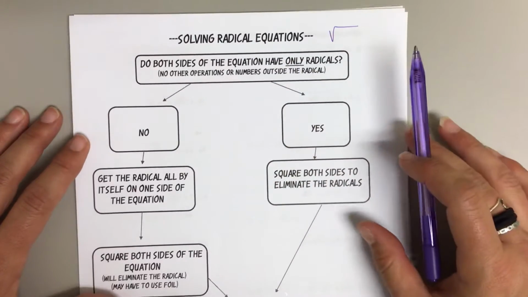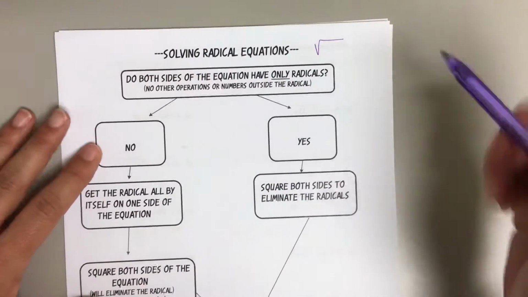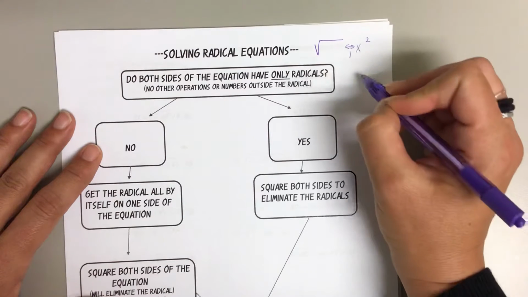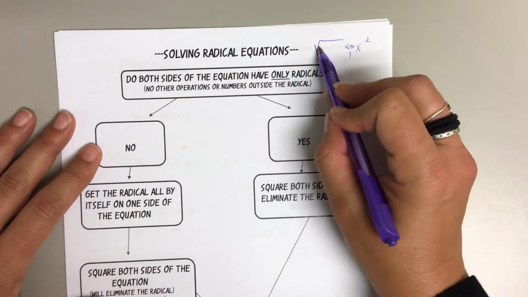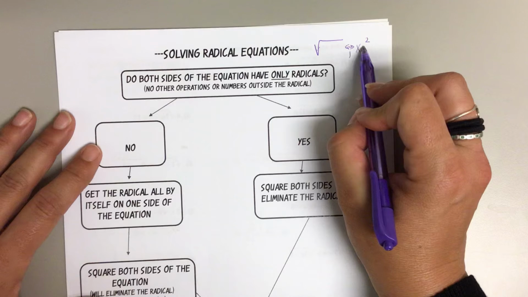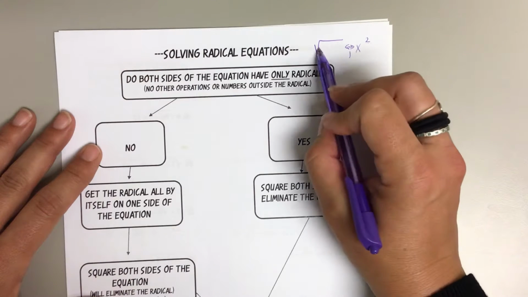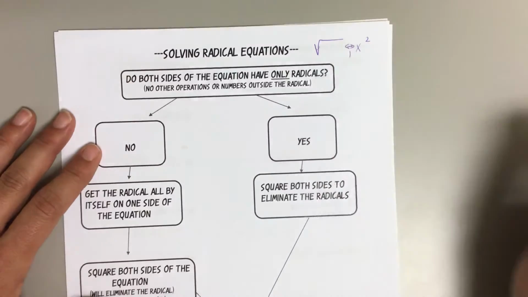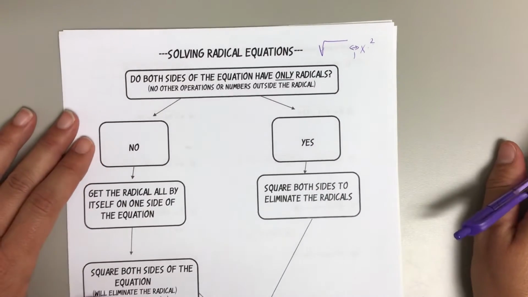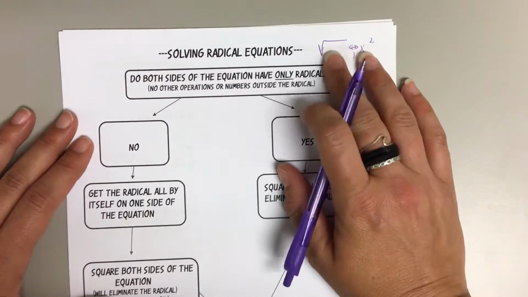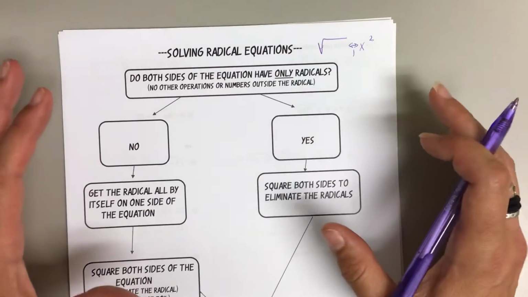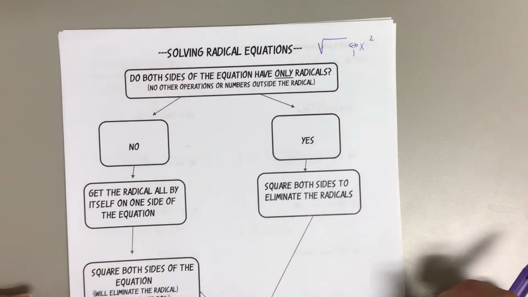So a couple things to remember is that square roots and squares are opposites of each other. So in order to get rid of a square, we take the square root, just like adding, subtracting, multiplying, and dividing are opposites of each other. So our goal is to get the radical all by itself on one side of the equation and then square both sides, and then it's just a normal equation from there.